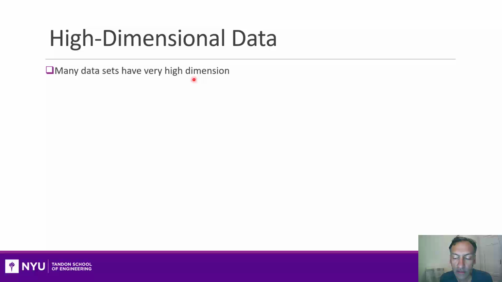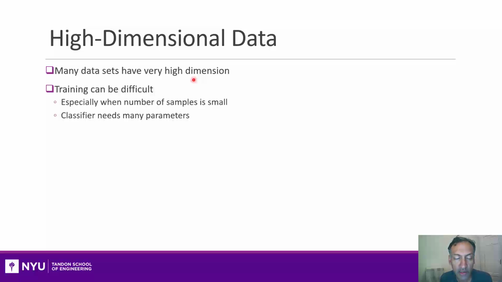The reason that you want to use dimensionality reduction is that many data sets have very high dimension, and that means that training any type of regression or classifier from those data sets can be difficult, particularly when the number of samples is small. Because when you have a large number of features in each sample, typically that classifier will need a large number of parameters. Let me just give you two examples.